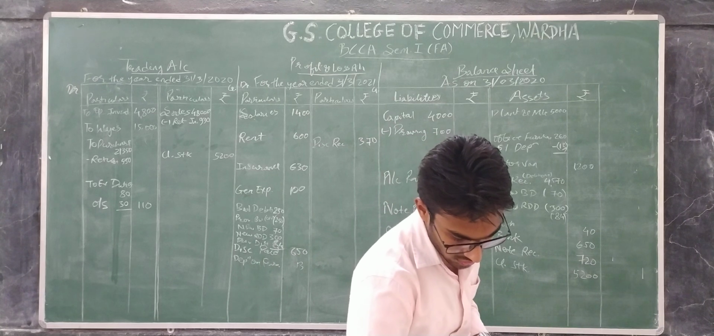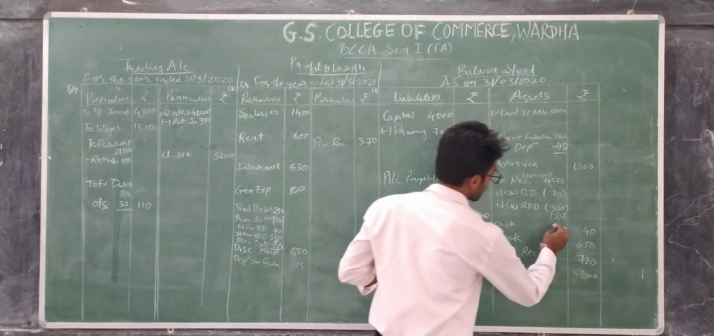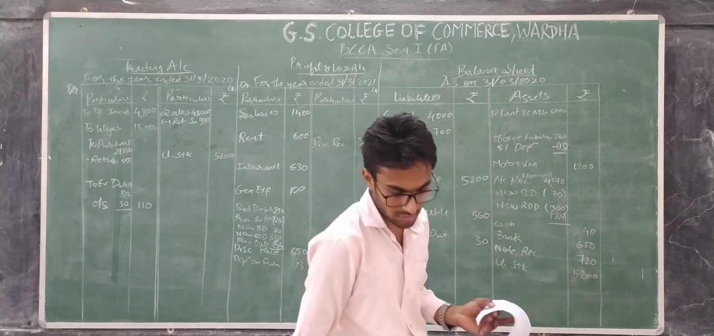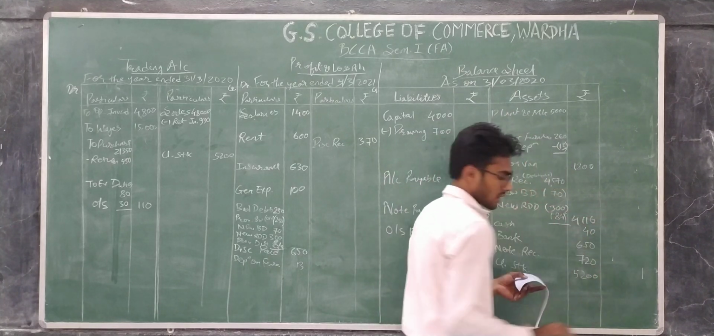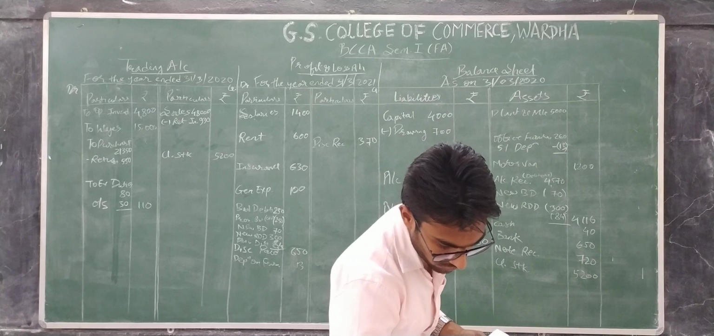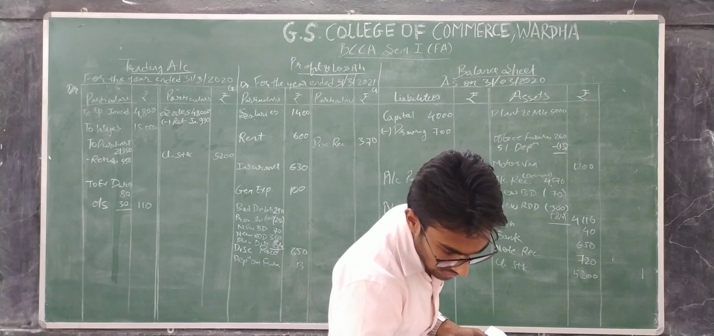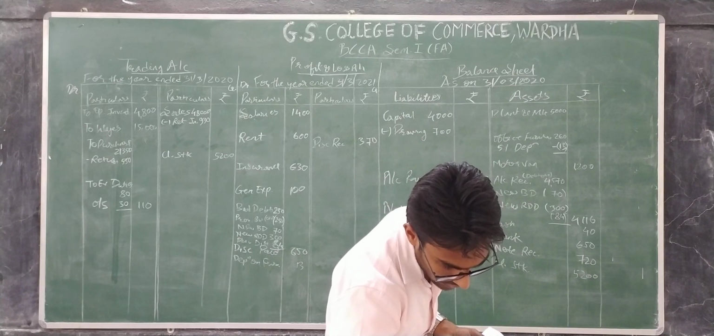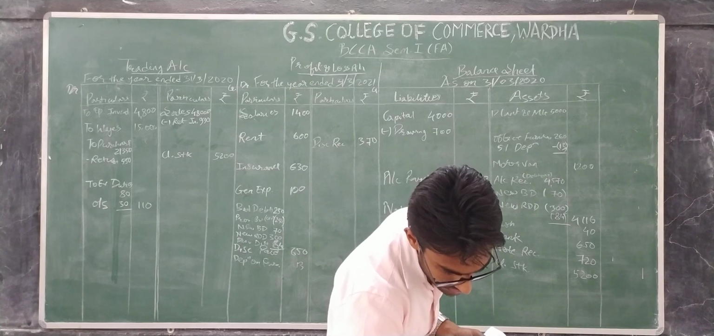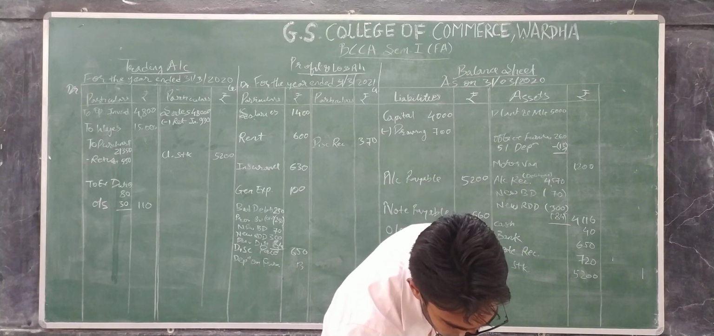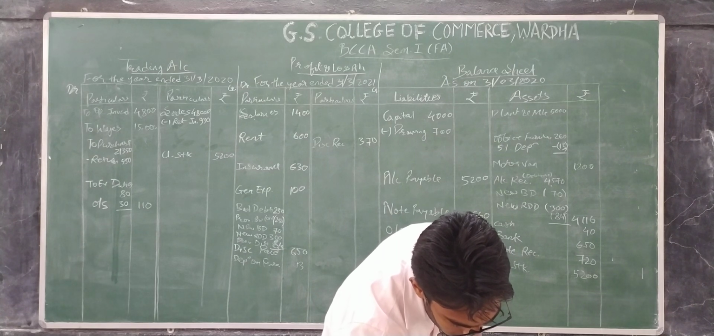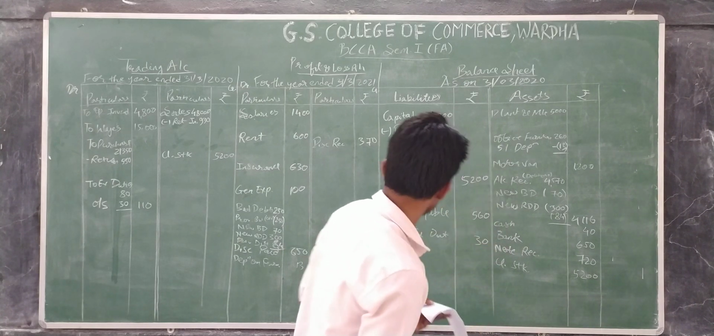I am taking the direct calculation for this so that we can save our time, and that one is 4116. And if we are talking about the P&L, the direct amount for the bad debts and all these things will be 350 and 50, 320.